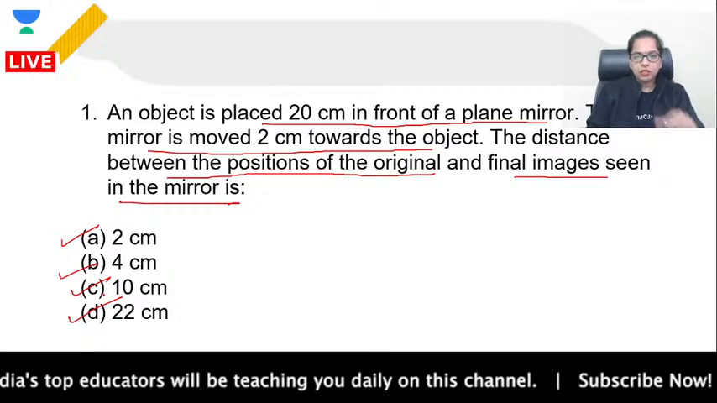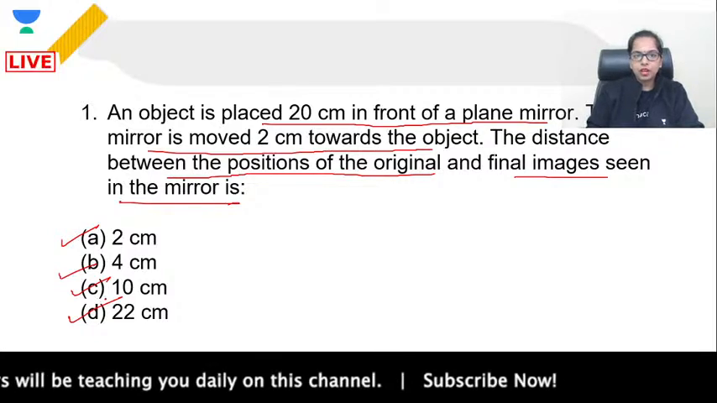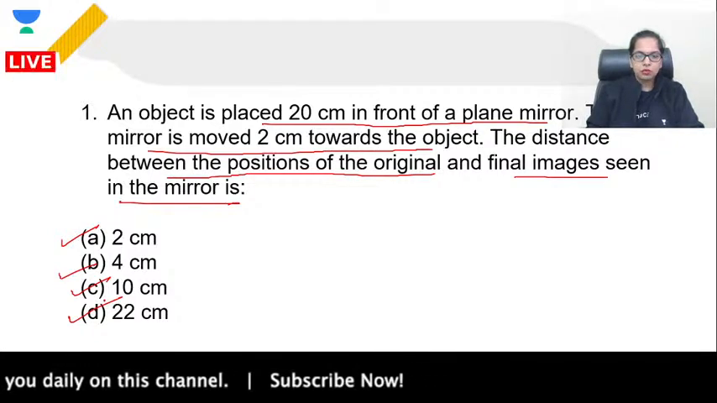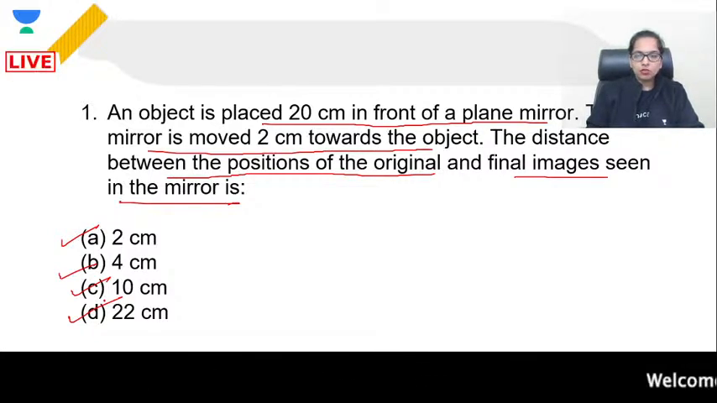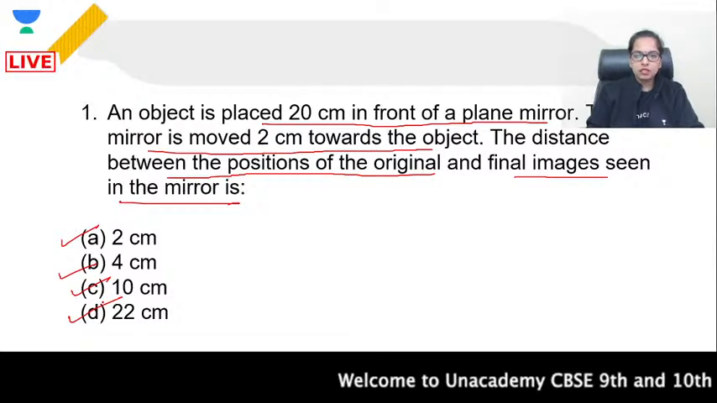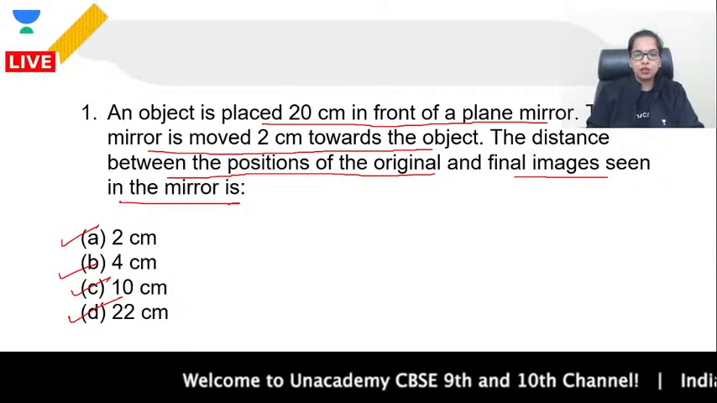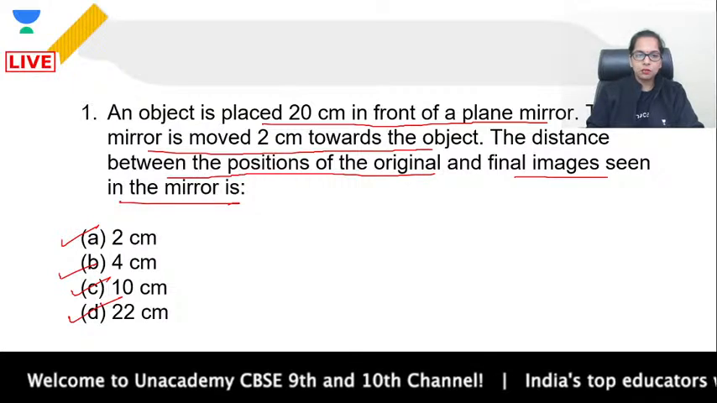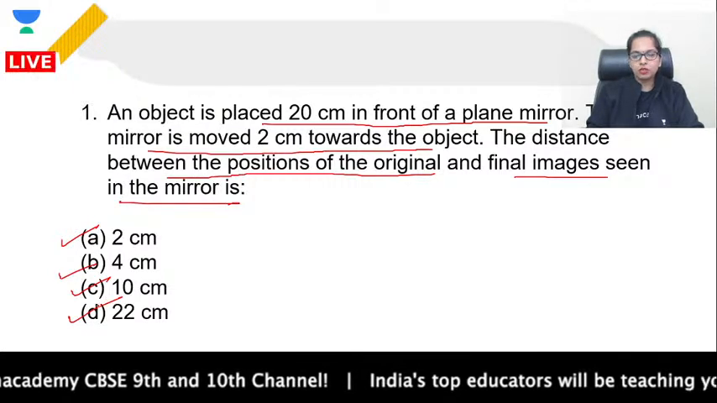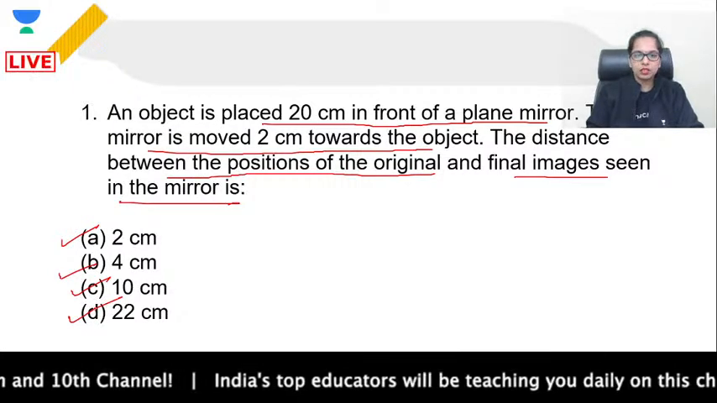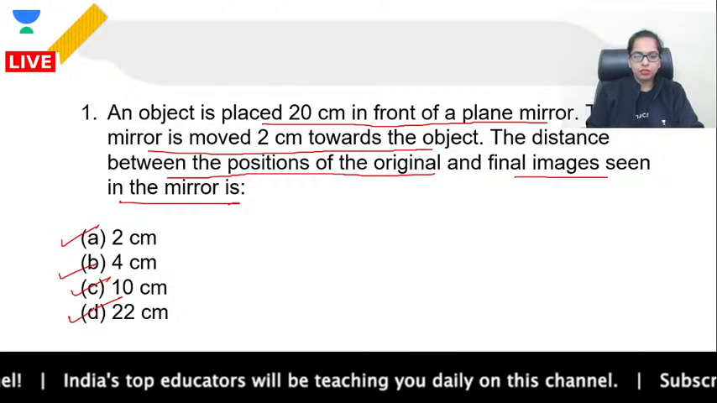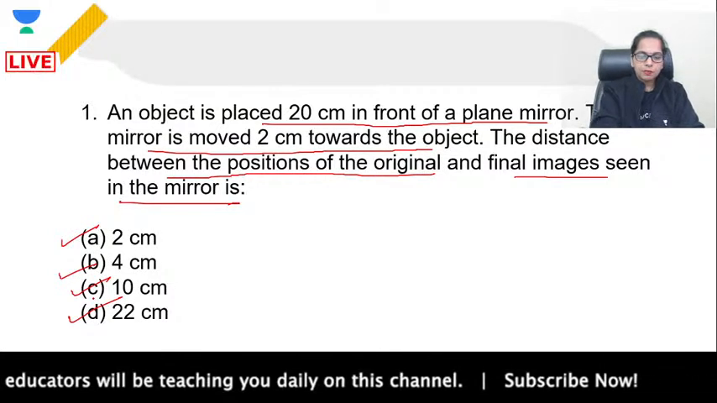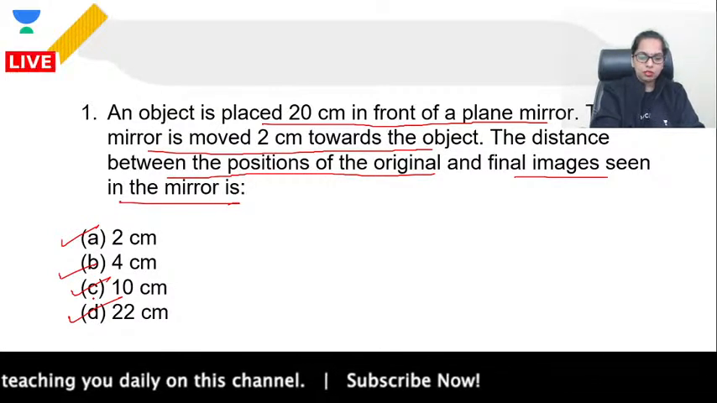An object is placed 20 centimeters in front of the plane mirror. The mirror is moved 2 centimeters towards the object. The distance between the position of the object and the final image in the mirror will be 2 centimeters, 4 centimeters, 10 centimeters or 22 centimeters. Quickly solve it everyone. I am giving you 2 minutes to solve it. Quickly solve it. What should be the answer for this question?